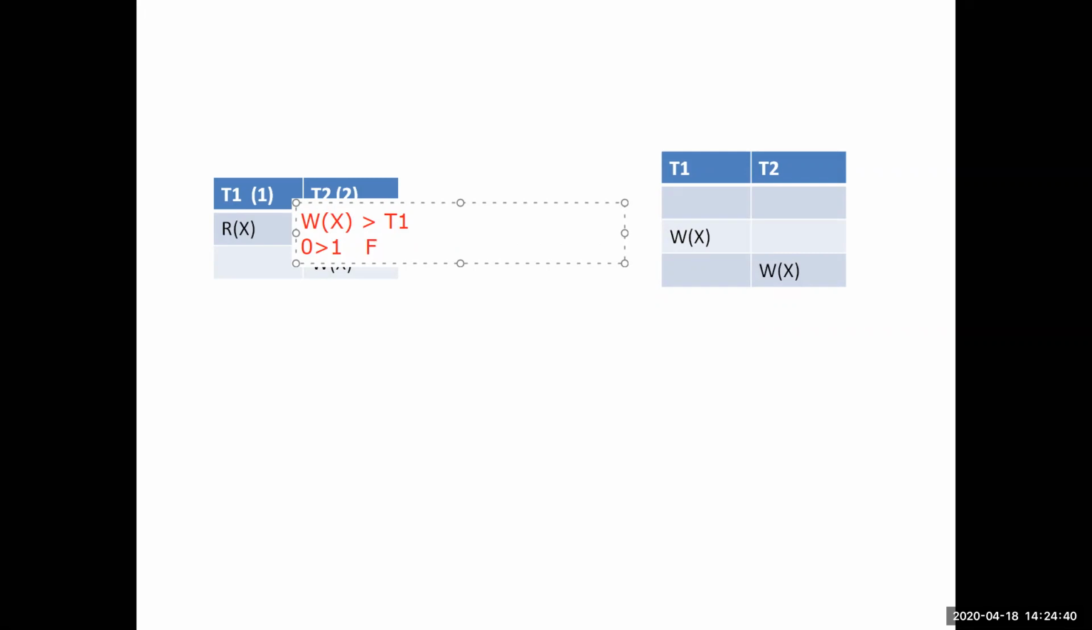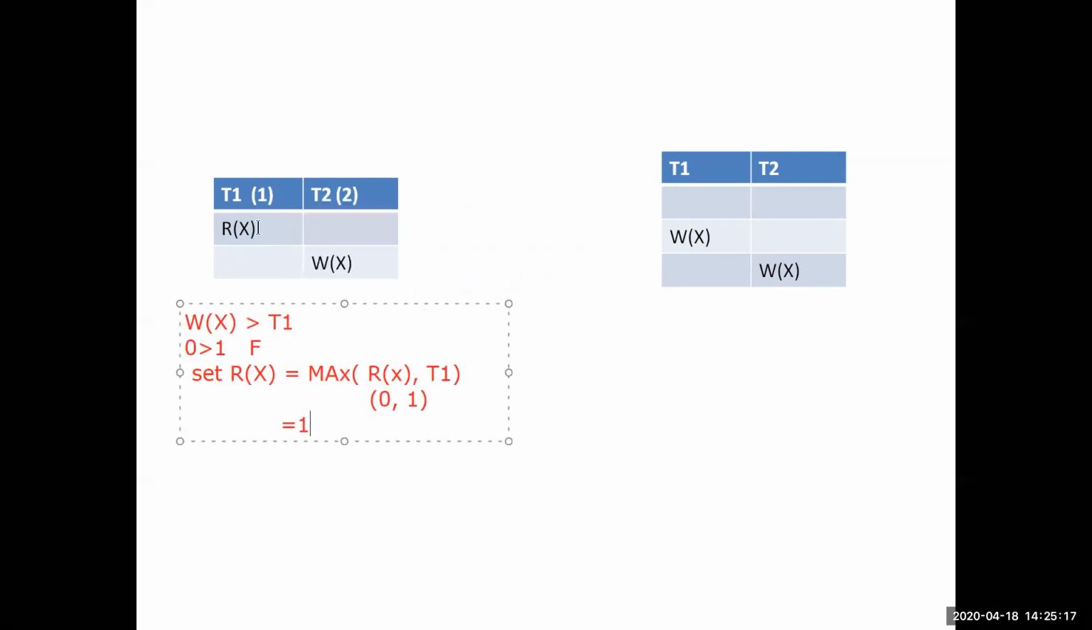The condition is false. So the operation will get executed, with read timestamp of X set to the maximum of read timestamp of X, comma, transaction timestamp. In this case, I need to check the maximum of read timestamp, which is 0, comma T1. The T1 timestamp is 1. So my read timestamp will now get set to 1. So I have performed this for this particular operation, and my read timestamp, which was earlier 0, got set to 1.